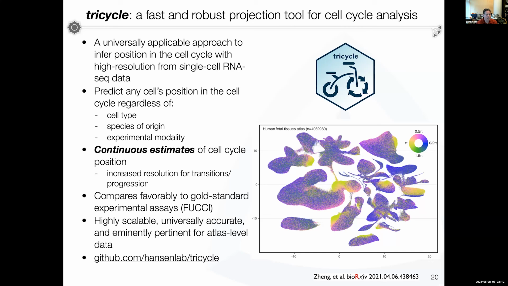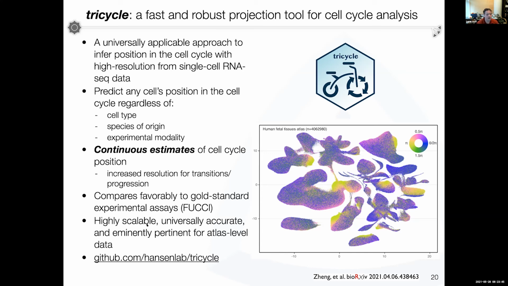The last thing I want to tell you about here, and again, I apologize for going through these so quickly, is a tool that we just released on bioRxiv a couple of weeks ago called Tricycle, that is specifically focused on the cell cycle and doing a projection analysis in a well-defined reference space that allows us to make continuous estimates of cell cycle position, not just binning things into G1, G1S, G2, or M, but actually getting a continuous measurement as indicated by the legend here of movement through and progression through the cell cycle.